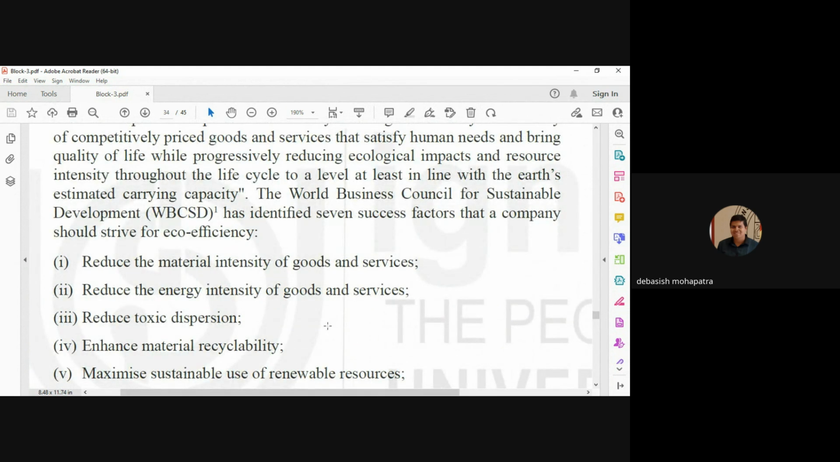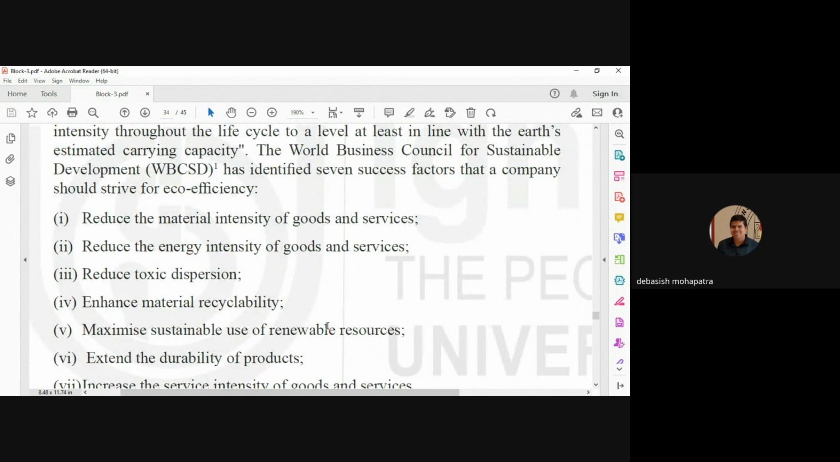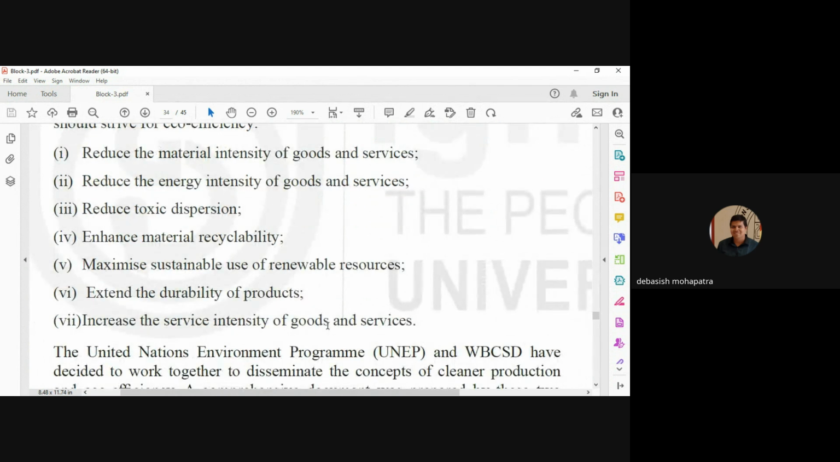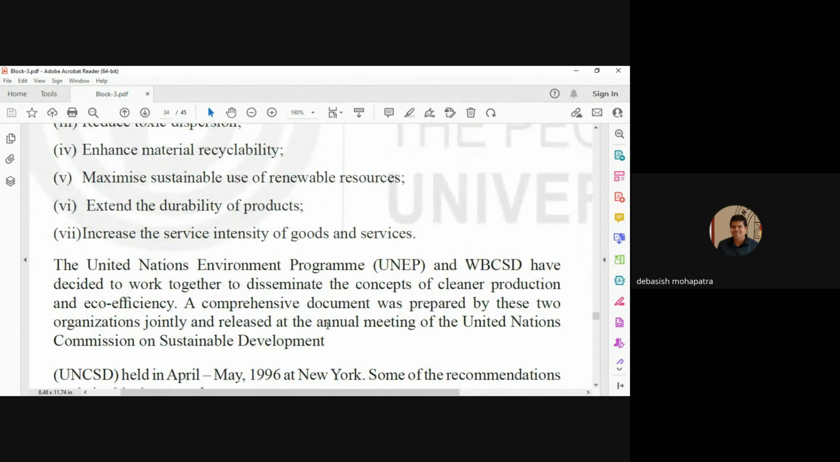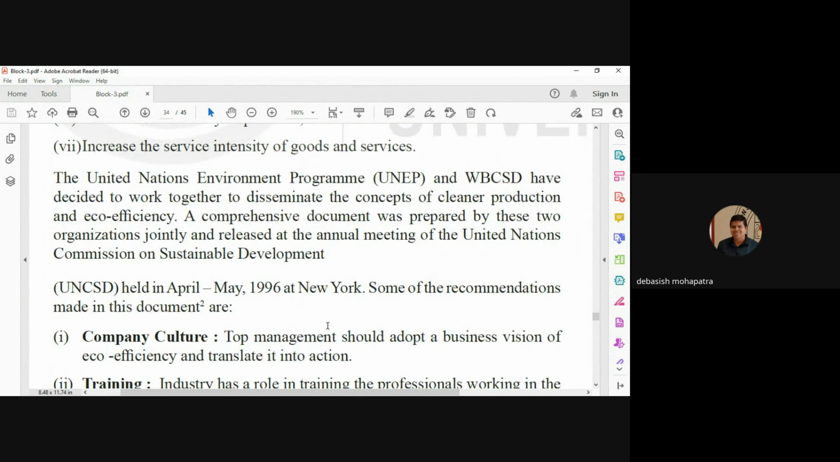First is reducing the material intensity of goods and services, reducing the energy intensity of goods and services, reducing toxic dispersion, enhancing material recyclability, maximizing sustainable use of renewable resources, extending the durability of products, and increasing the service intensity of goods and services. So the United Nations UNEP and WBCSD have decided to work together to disseminate the concept of cleaner production and eco-efficiency.